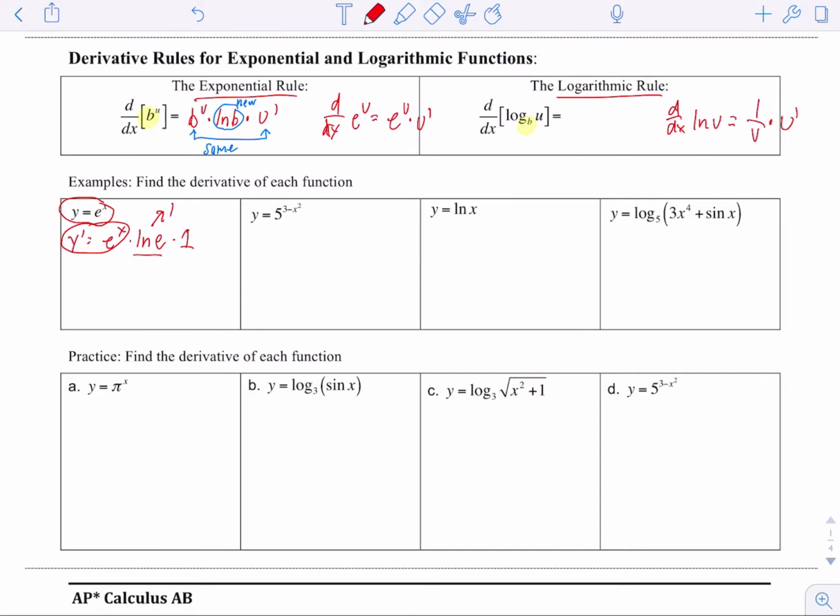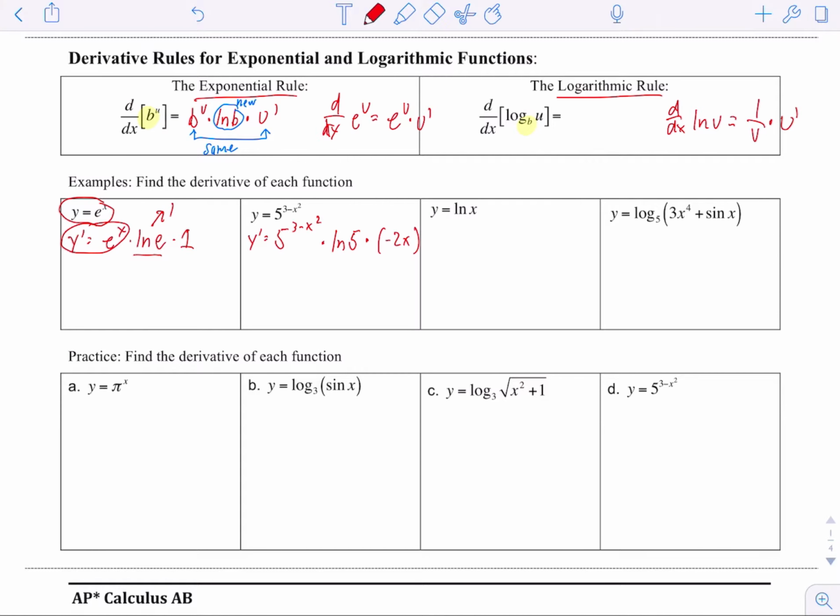Okay, so let's do another example. For the second problem, y prime is going to equal the same as before, times the new part, the natural log of the base, times the chain rule, which is negative 2x. There you go. That's it.